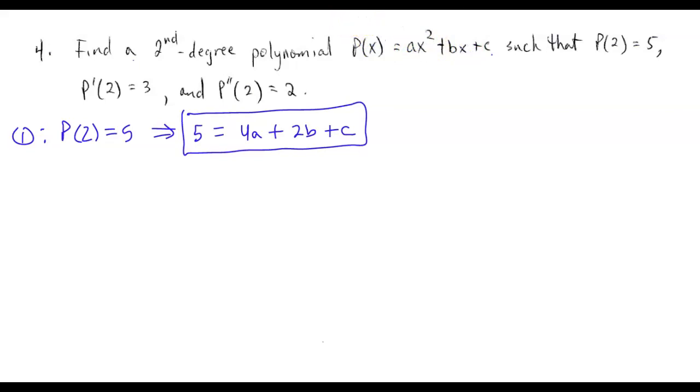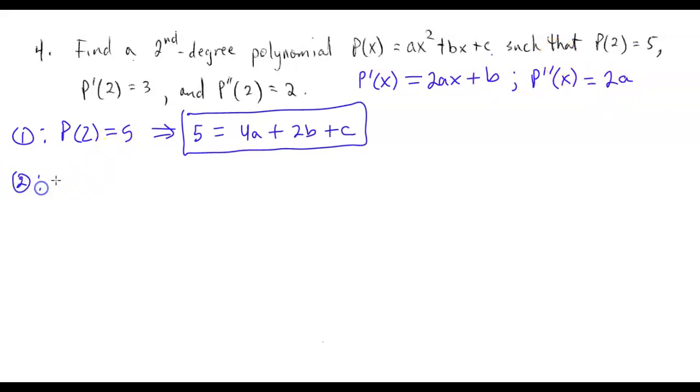Next, we need to figure out the first derivative and the second derivative of this polynomial. To make life simple, I'm just going to do it here. The first derivative of this polynomial is 2ax plus the derivative of bx, which is just b. The second derivative is the derivative of the derivative. The derivative of the constant 2a times x is that constant 2a, plus the derivative of the constant b, which is 0. So it's just 2a.